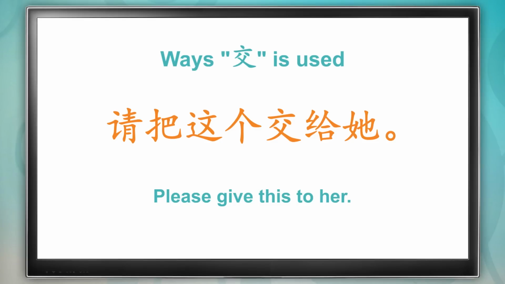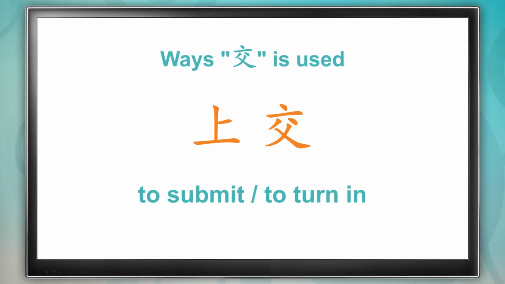Good. Okay, we have one more example of compound words with 交. This word is 上交. If you remember, 上 means up. You know how in English we say turn in, as in turn in your homework. Well, in Chinese we say turn up, 上交.